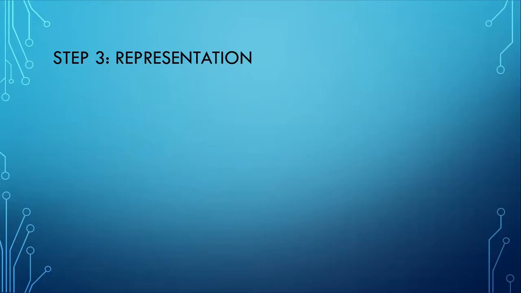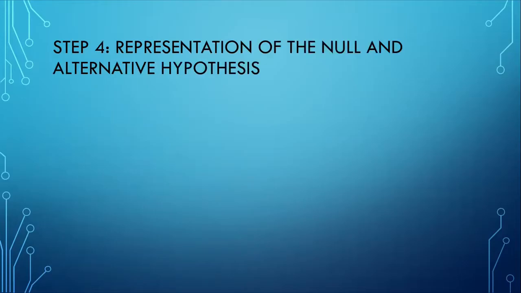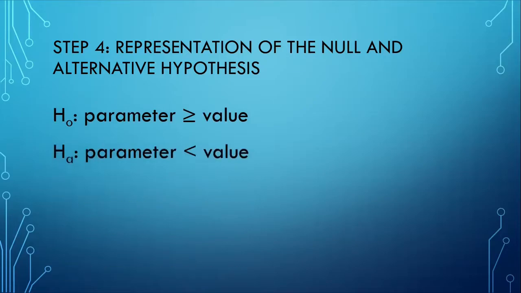Our third step is the representation. We represent the parameter using the symbol P. Our step 4 is that we must represent the null and alternative hypothesis. We claim that ABM students have at least a grade of 90 in accounting. Therefore, its complementary claim is that the ABM students have a grade of less than 90 in accounting. Therefore, we represent the null hypothesis as the parameter is greater than or equal to the value, and the alternative hypothesis is that the parameter is less than the value.